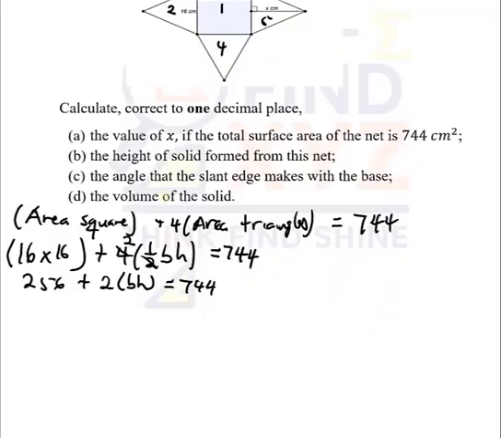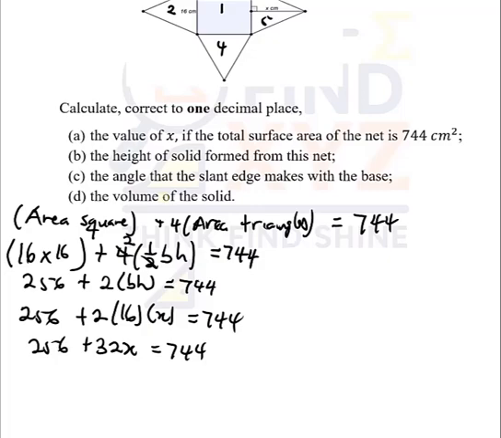What is the base? As I initially said, the base is the same as the side of the square. So the base is 16. And what is the height? The height was given as x. This should give us 744. Then I will repeat the area of the square. 2 times 16, that will give us 32. Then times x, that will give us 32x.